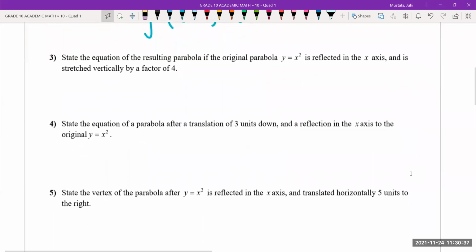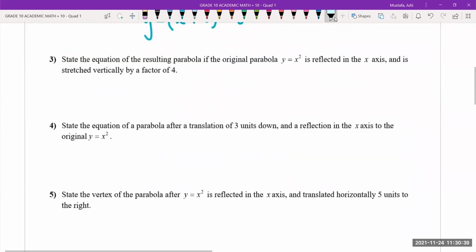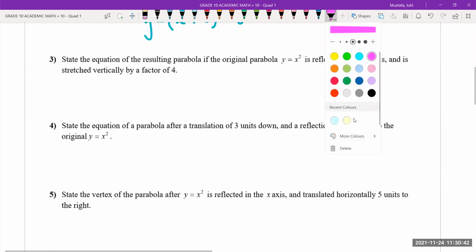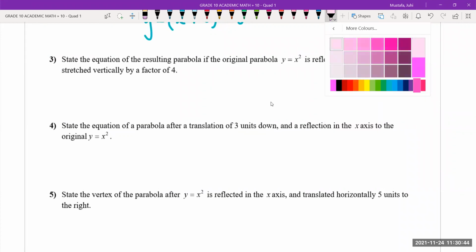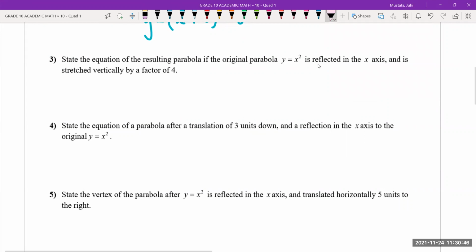Question number 3, state the equation of the resulting parabola if the original parabola is reflected in the x-axis and it's stretched vertically by a factor of 4. So finally, we're getting into some of the other things. So we have y equals, we have a reflection in the x-axis. So how am I going to show that in my equation? It's going to be a negative sign, yep.